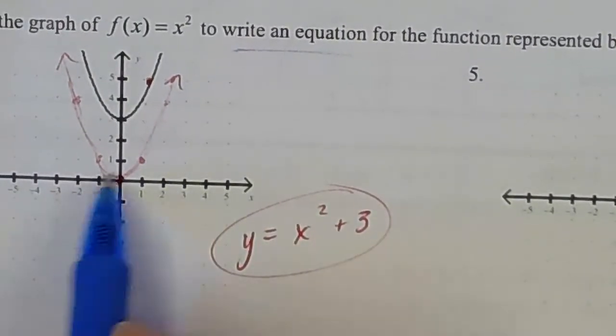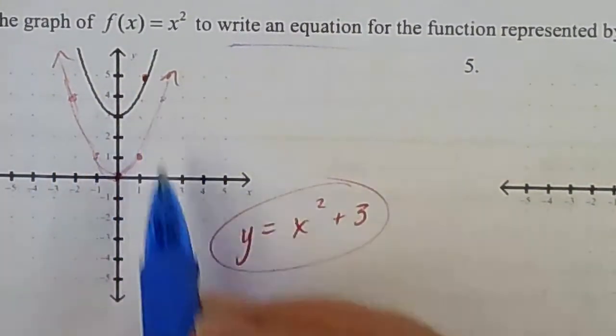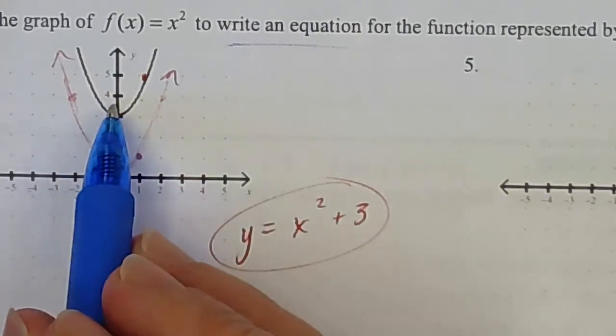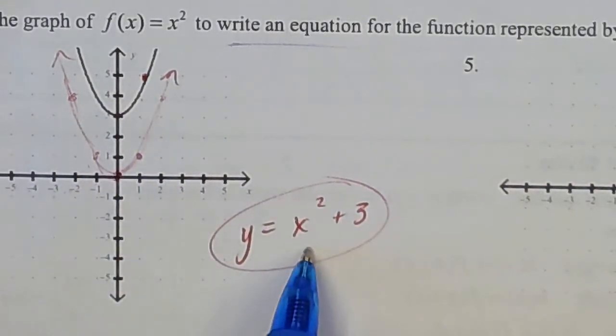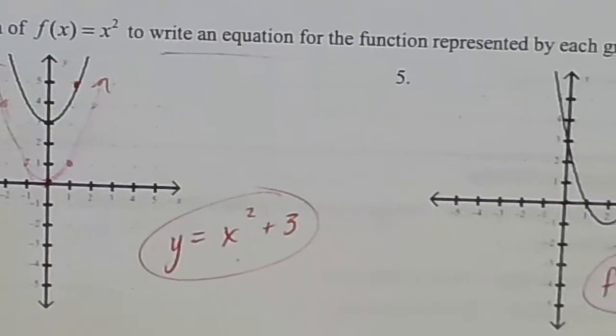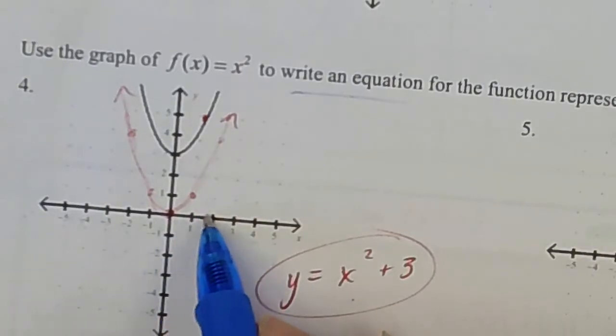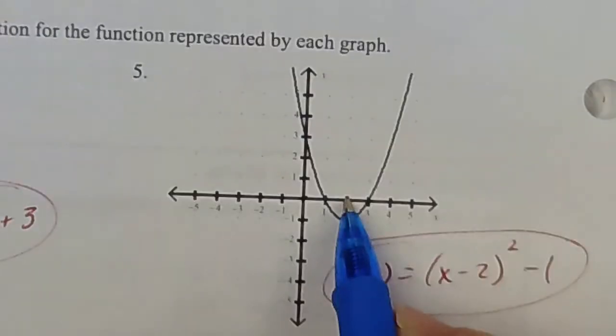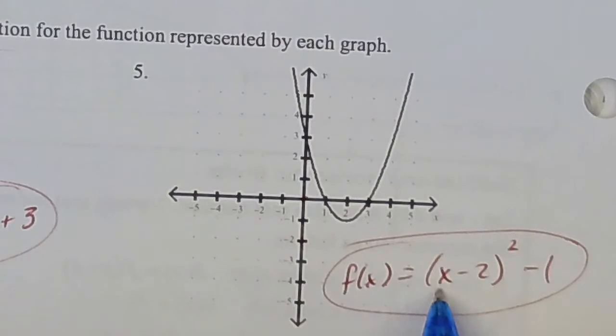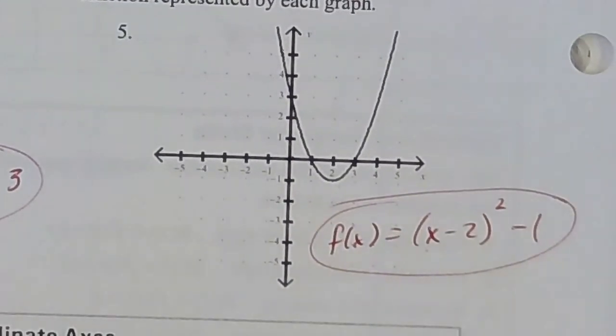All right, compared to the parent function that I drew in there, if we go up 3 units, we see this result. So here's the answer to the function. Y or f of x doesn't matter. This one, if we compare it to the parent function over here, has moved over 2 units and down 1. So here's the equation we should have for number 5.